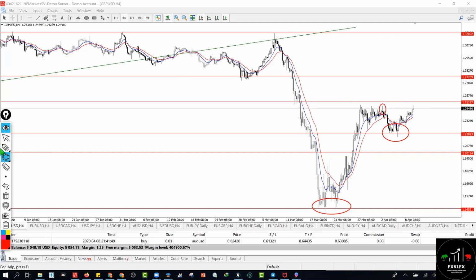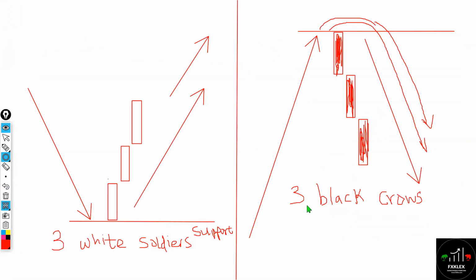So that is it. So now let's get back to our whiteboard. So we must look out for this candle formation. The three white soldiers are at the support, while the three black crows are at where? At resistance zone. Okay? Yes, clear. So that is how to trade it. So the next we're going to be talking about is the three inside up.